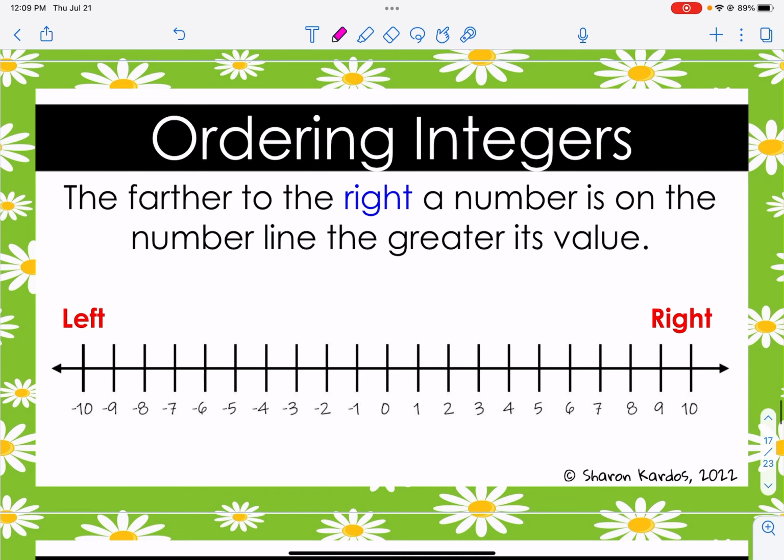All right, let's switch gears for a second. Sometimes you're going to have to order integers. You're going to have to put them in order, maybe least to greatest, greatest to least, that sort of thing. And the rule for you to remember is that the farther to the right it is on the number line, the greater its value. So you have to know your left from your right in this situation. So if you don't, take a minute, write that in your notes. Left and right.